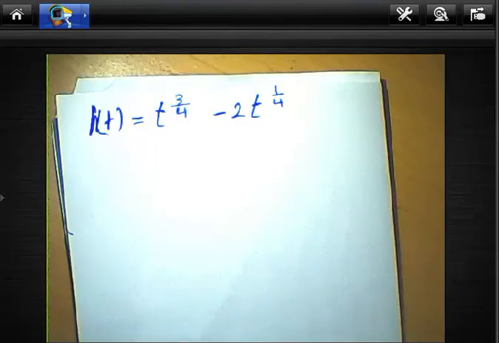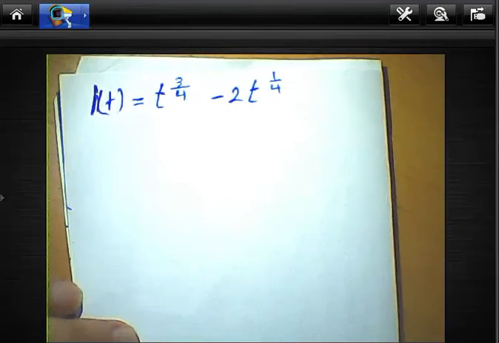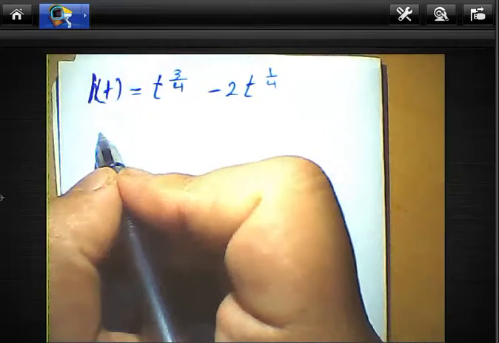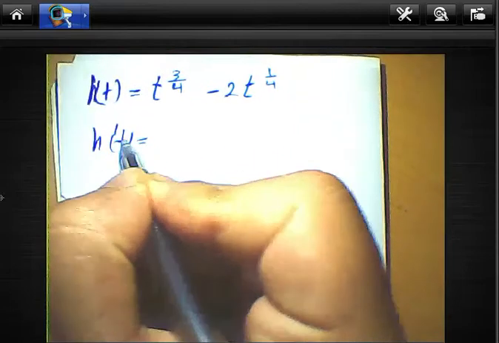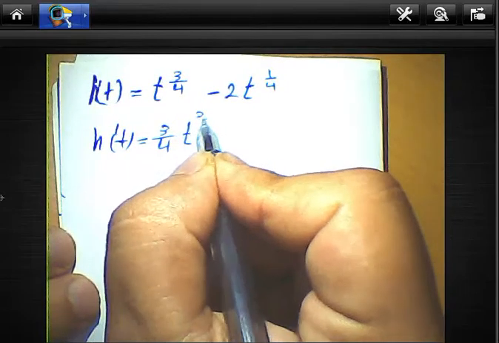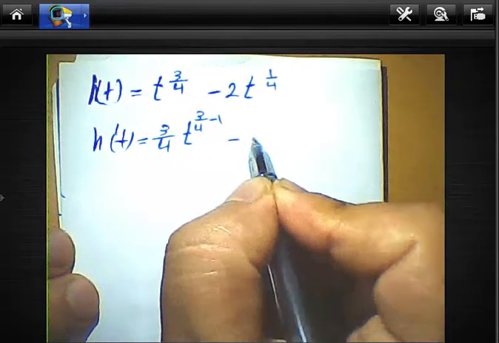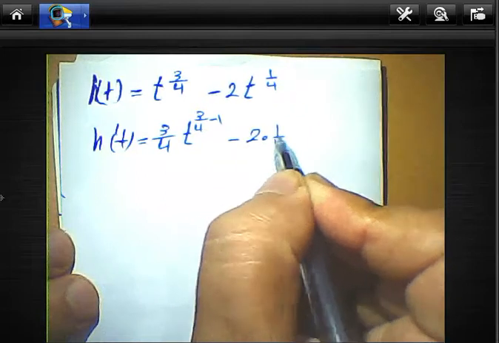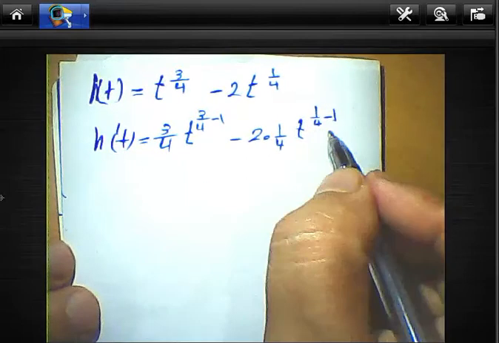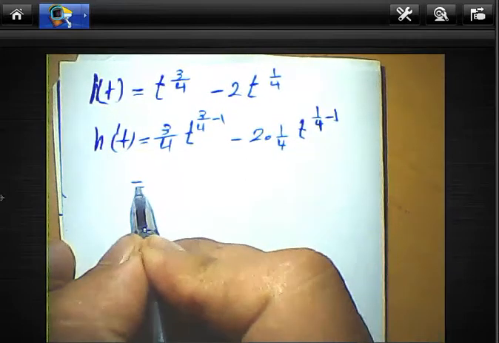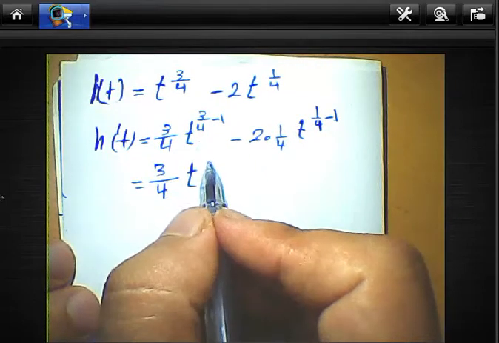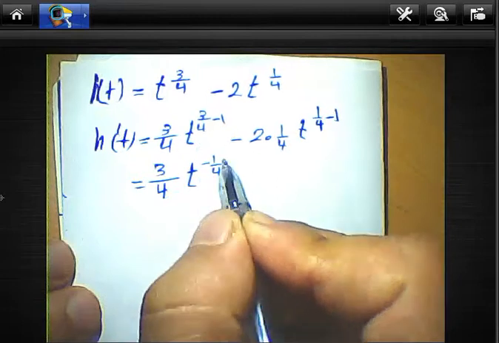We want to find the critical number about this function. Suppose h of t equals t to the power 3 over 4 subtract 2 t power 4th. First, we can write h dash of t equals, we can drop this power here and subtract 1 from this power. 3 over 4 subtract 1, and we can drop 4th here and we can subtract 1 from this power. Okay, then the result will be 3 over 4 t power 3 over 4 subtract 4 over 4 equals negative 1 over 4. This is the power of t.